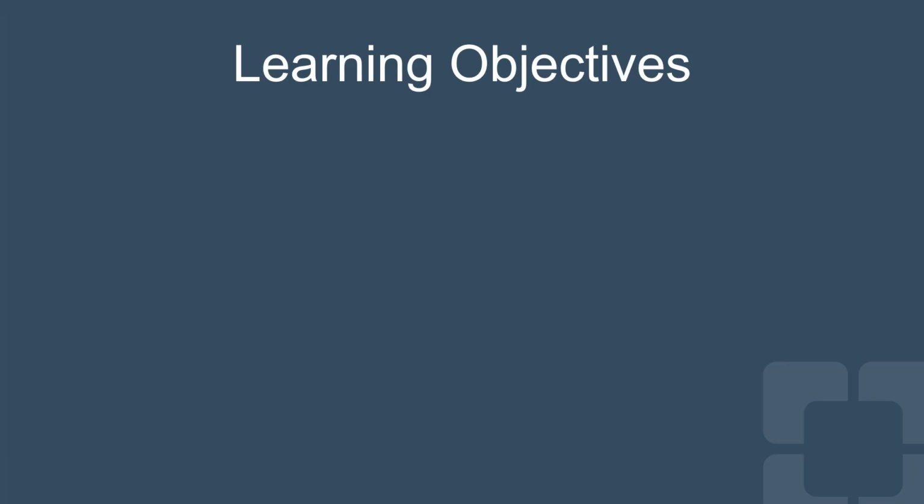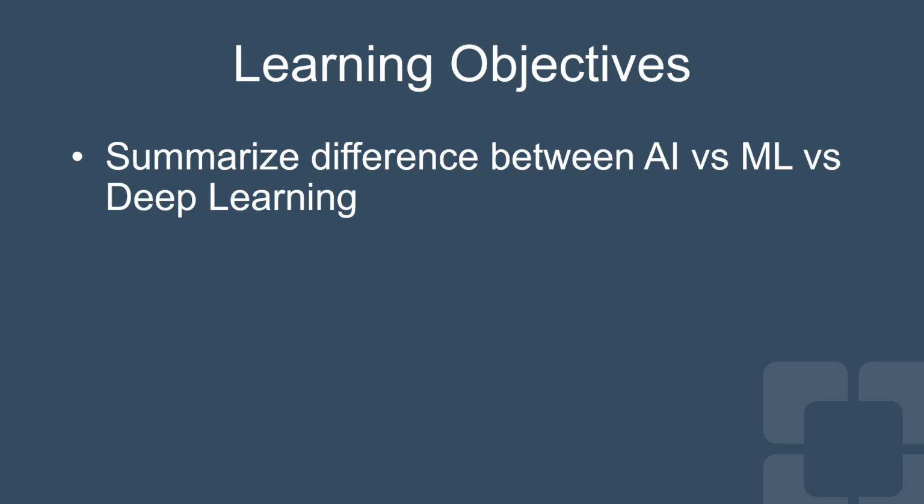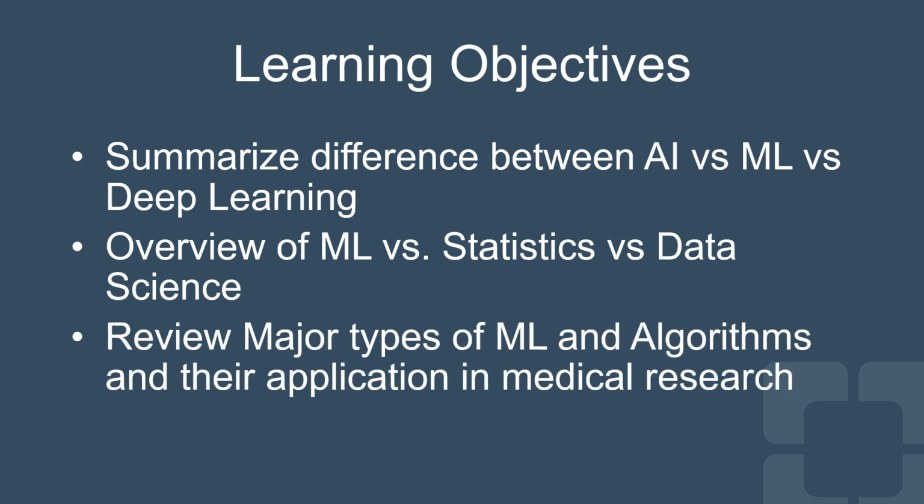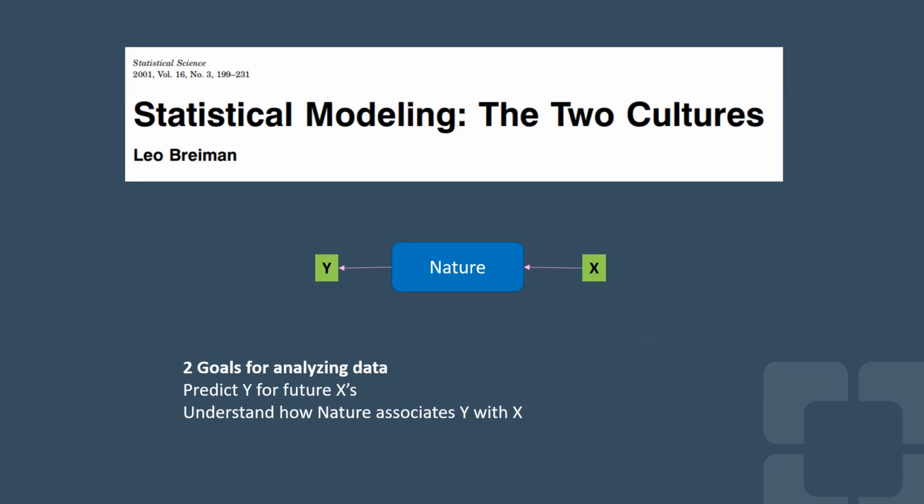So our learning objectives here are to summarize the difference between artificial intelligence, machine learning, and deep learning, to get an overview of machine learning as opposed to statistics and data science, and to review the major types of machine learning and algorithms and their application in medical research.